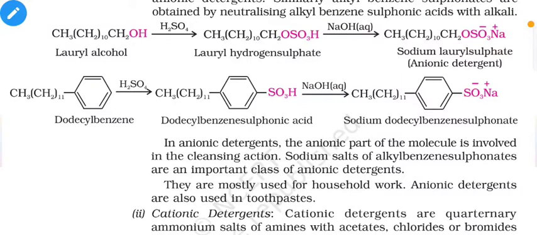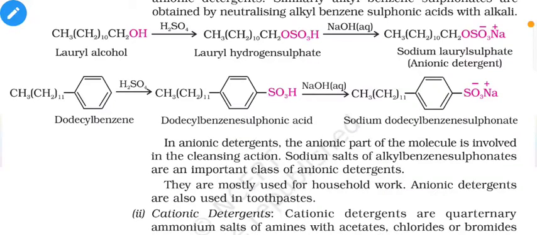Then we have the second type, dodecyl benzene, which contains a total of 12 carbons as a chain attached with a benzene ring. The same type of reaction will be obtained. When it reacts with H2SO4, it will give us dodecyl benzene sulfonic acid. The SO3H group will be attached with the benzene ring.